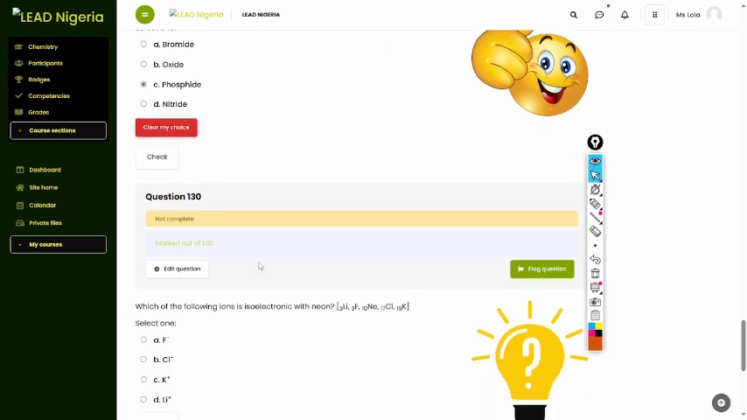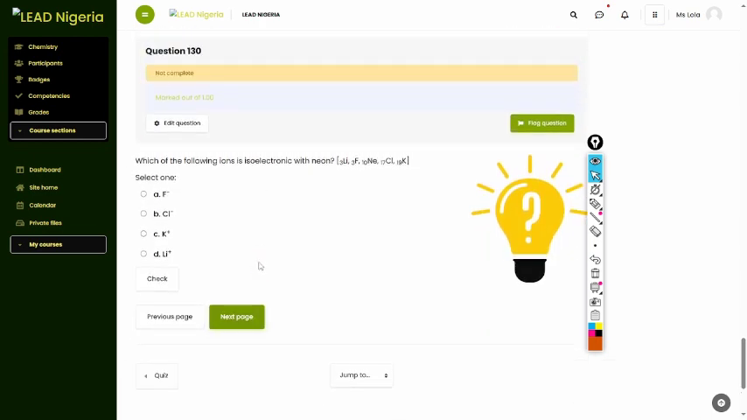Phosphide ion. Okay. Which of the following ions is isoelectronic with neon? So isoelectronicity refers to two ions or atoms or molecules that have the same number of electrons or the same electronic configuration. Okay, so if we check all of these ions, let's see which ones have the same electronic configuration.